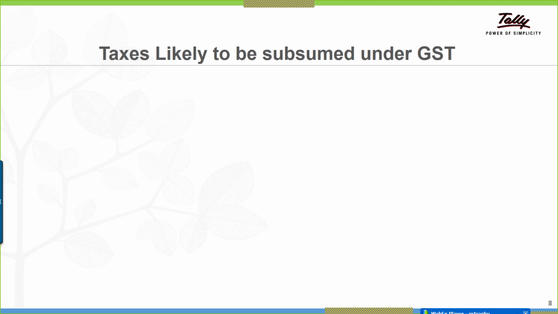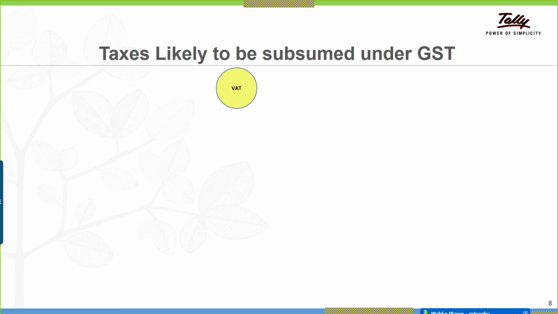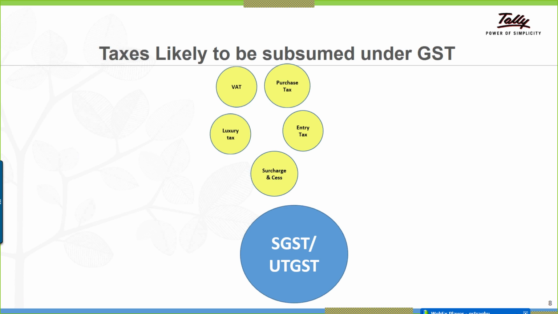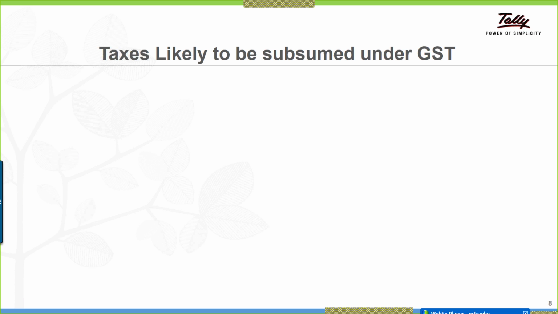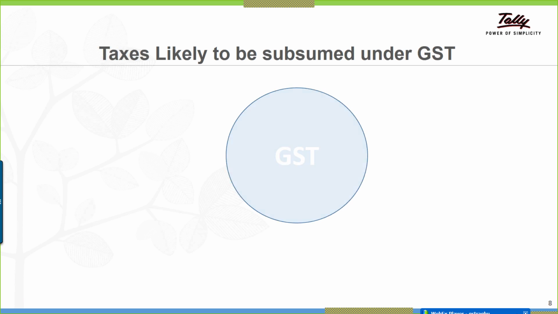What are the taxes subsumed under GST? As you know, currently VAT, service tax, excise and many other taxes exist. So what taxes are going to be subsumed under GST? Excise duty, ADE, service tax, and surcharge and cess will be subsumed under CGST. VAT, purchase tax, entry tax, luxury tax, and surcharge and cess will be subsumed under SGST or UTGST. And the last one, CST, CVD and SAD will be subsumed under IGST. Put together, it is a single tax called GST.